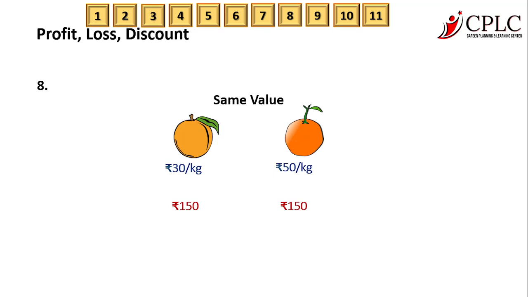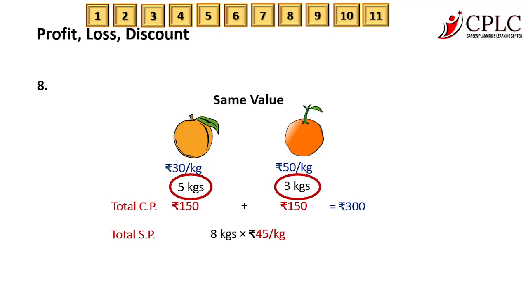So the first variety is 30 rupees per kilo. So in 150 rupees, we'll get obviously 5 kilos. And the second variety, the price is 50 rupees per kilo. So in 150 rupees, we'll get 3 kilos. Now, after this, we'll have to mix them both. So let's say we have invested so far 300 rupees, 150 plus 150. And when we mix these both, we get around 8 kilos of mixture. And we have to sell the mixture at 45 rupees per kilo. So 45 times 8 is 360 rupees.